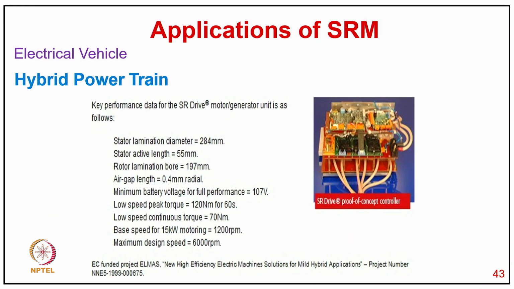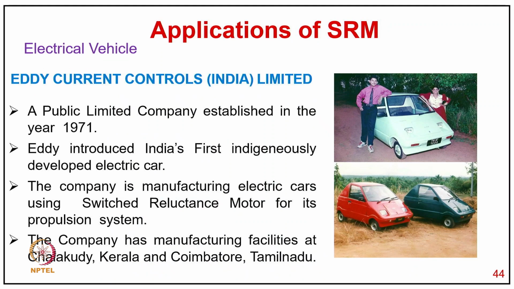This is a typical hybrid powertrain. The dimensions of the Sri Lankan motor generator unit are: stator lamination diameter 284 mm, stator active length 55 mm, rotor lamination bore 197, air gap 0.4 mm radial, and minimum battery voltage at full is 107 volt, low speed peak torque 120 Newton meter for 60 seconds, and low speed continuous torque 70 Newton meter, and base speed 450 kilowatt motoring 1200 rpm, and maximum design speed 6000 rpm.